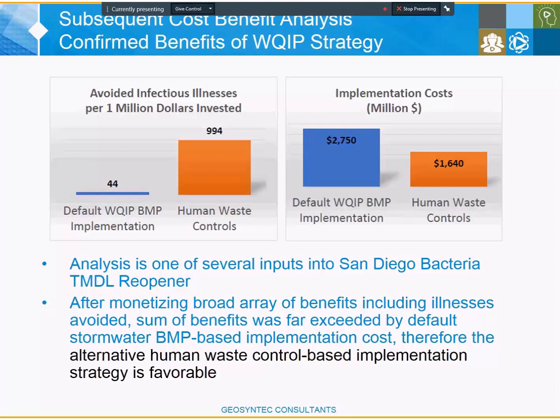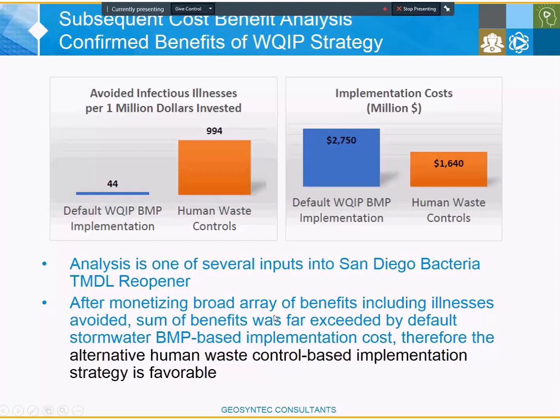Whereas if you have an approach that uses our most sensitive technology, DNA markers, to locate where the inputs are into the storm drain system and abating those, then you're directly eliminating pathogens that are causing disease. So this analysis is one of several inputs into a bacteria TMDL reopener, so it's being considered there.